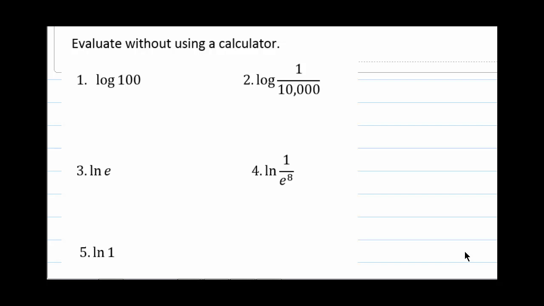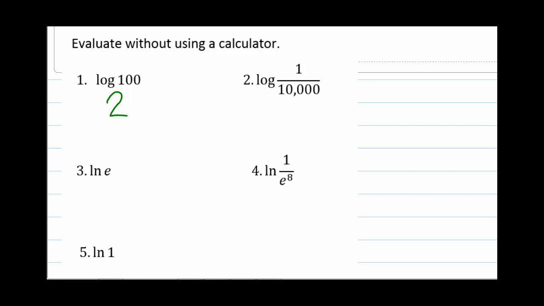All right, here's a couple more examples of evaluating without using a calculator with common logs and log base e, or ln. ln is the same thing as log base e. So this says here the common log of 100. If I don't see a base, then I know the base is 10. So this says, what is my exponent on 10 that gives me 100? So my exponent is, of course, 2.